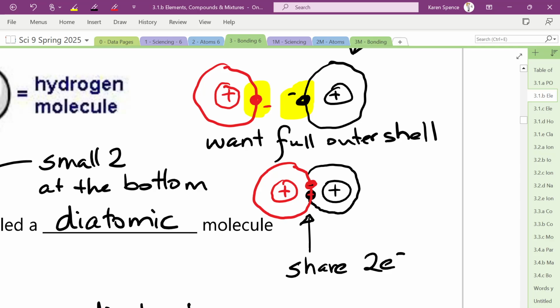That is a covalent bond. Okay? When they share 2 electrons, that is a covalent bond.